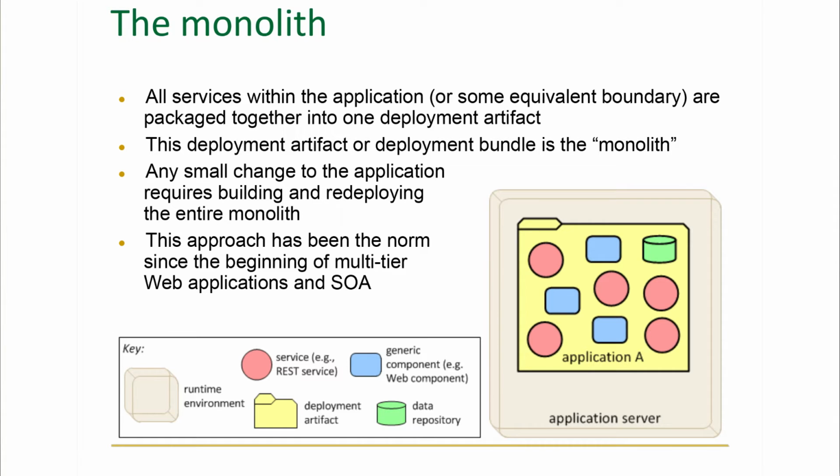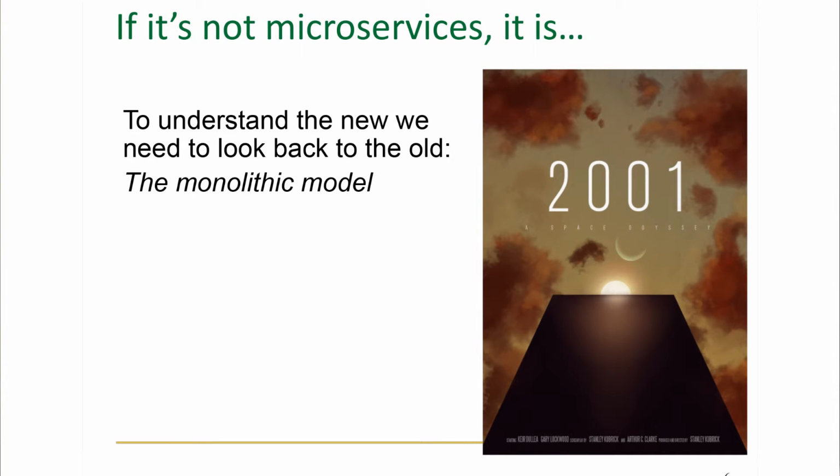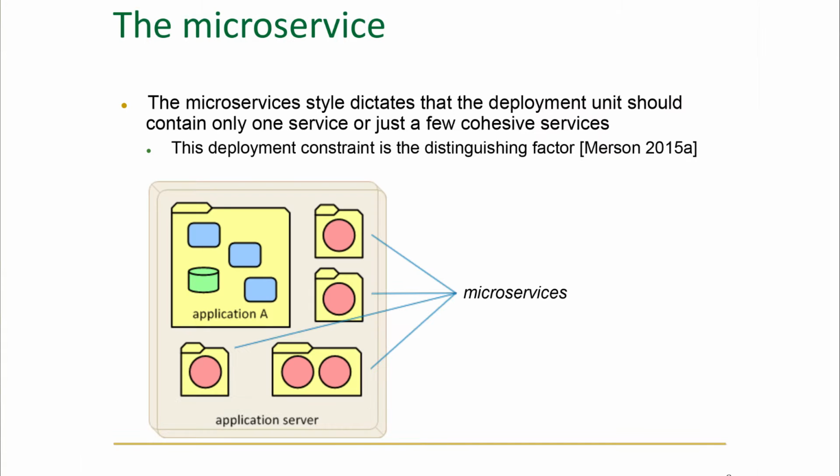A small change in any of those elements requires redeploying the whole monolith. All right? And this approach has been the norm since the beginning of multi-tier web applications and SOA, since 2001, or a little earlier. And what is the microservice approach? Well, here, the architecture style actually dictates that the deployment unit should contain only one service or a small set of cohesive services.